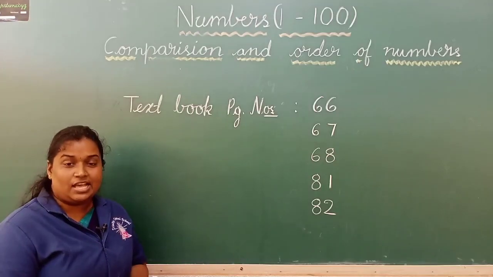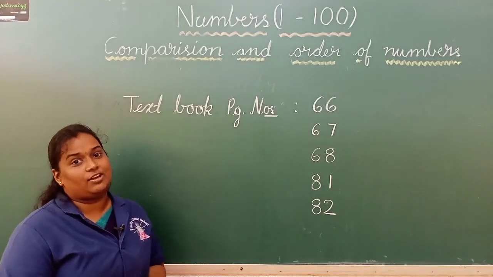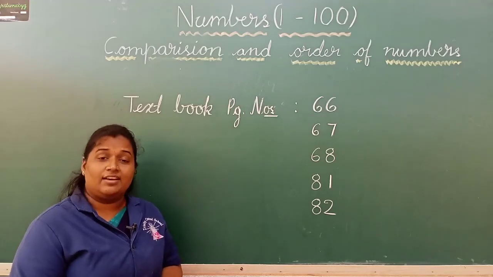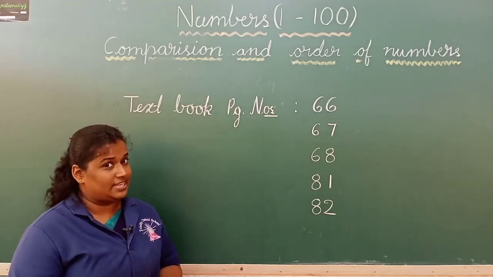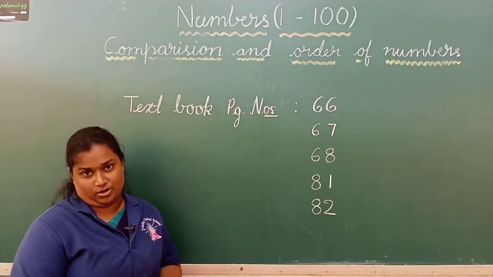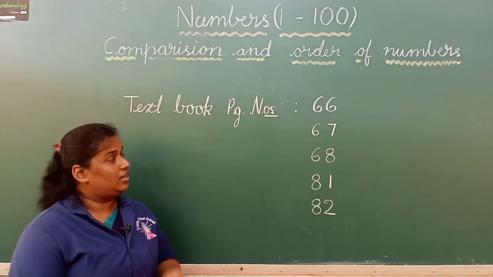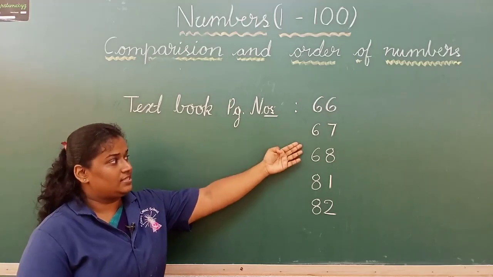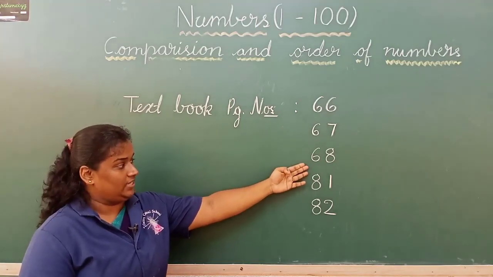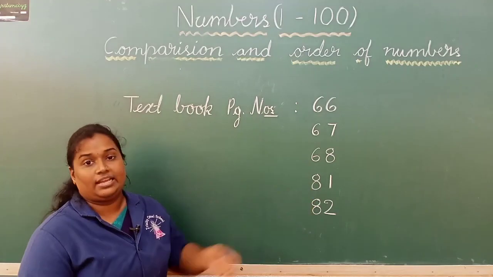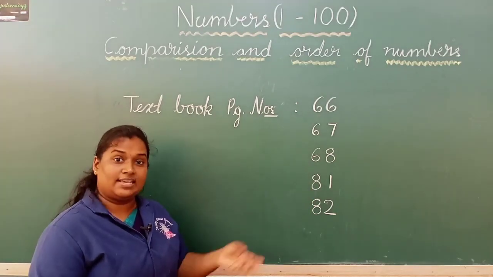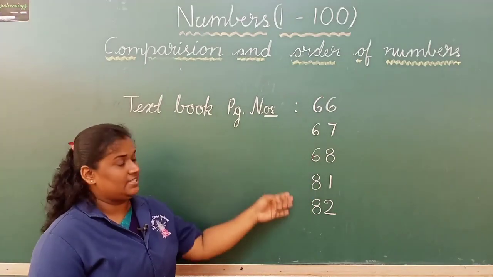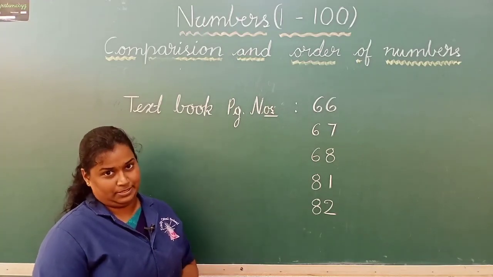In today's class, we have learned comparison of numbers as well as writing numbers in ascending and descending order. Here is the homework from the textbook, page numbers 66, 67, 68, 81 and 82. Solve the exercises given on these textbook pages.